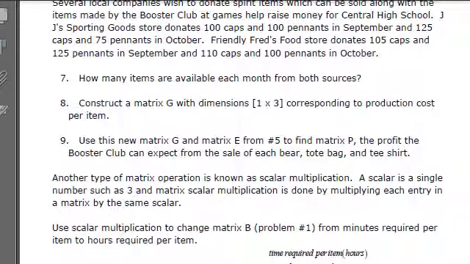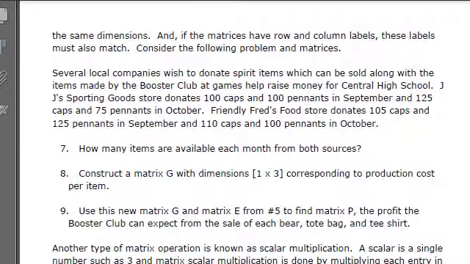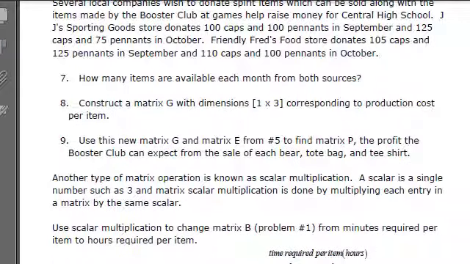Anyway, number 7. They ask you a question that pertains to this paragraph, several local companies, and so on and so on. Hopefully you'll be able to answer that question based off the information that was given. Now number 8, I want you to make sure that you create a 1 by 3. So for instance, 1 would be the number of rows, and it's going to have 3 numbers going across that would fit on these spaces. So that's your first number, your second number, and your third. All right, that's a 1 by 3 matrix.